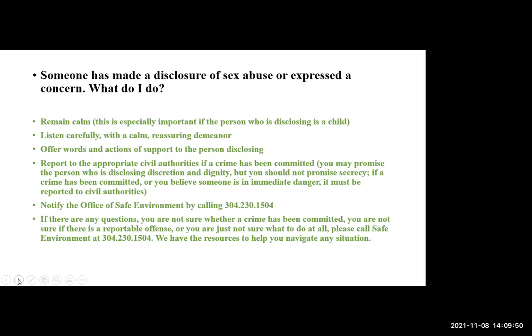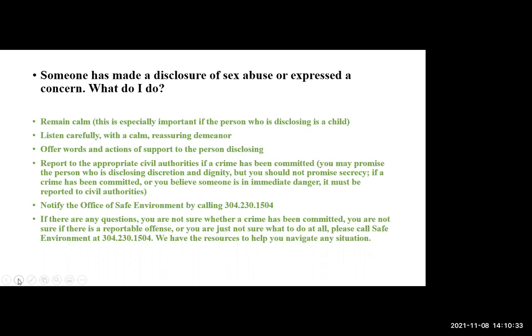A lot of times I will get phone calls from people who are in crisis, and they will call me and say, oh my gosh, so-and-so has made a disclosure of sex abuse. So-and-so has told me they were abused. What do I do? This is a very common question that I get, especially from summer camps, vacation Bible schools, and activities at school that may present an opportunity for a child to disclose to someone at school.